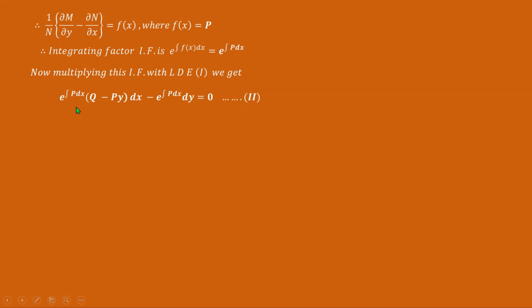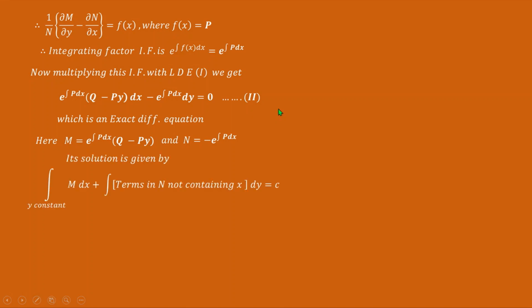This differential equation is of the type M dx + N dy = 0. So the value of M is e^(∫P dx) (Q - Py), and the value of N is -e^(∫P dx). As this differential equation 2 is exact, its solution is given by the formula: integral of M dx keeping y as a constant, plus integral of the terms in N not containing x, dy, equal to c.